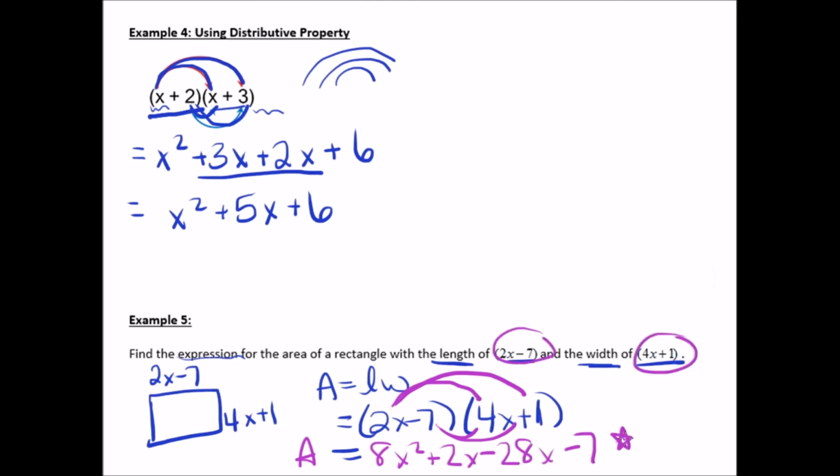And just be comfortable having an expression without having an actual value. It's not asking what is the area, it's just asking what is the expression for the area. And the area is going to change every time depending on what that x value is.